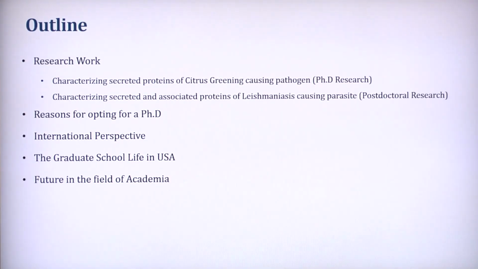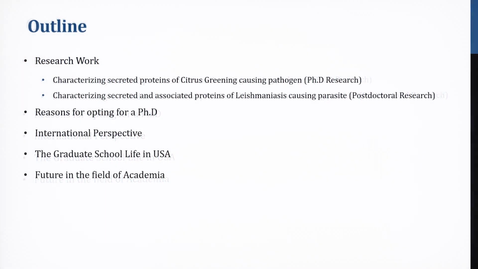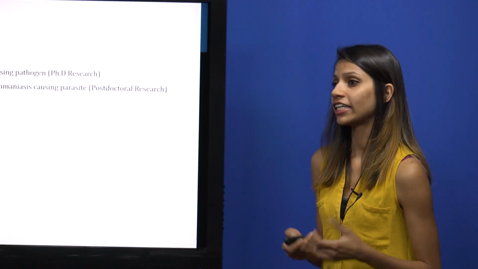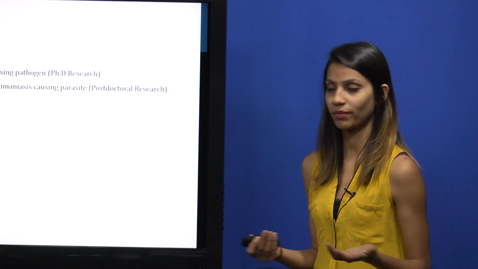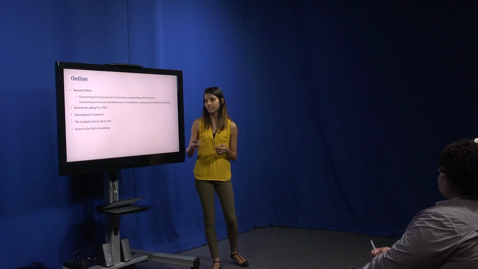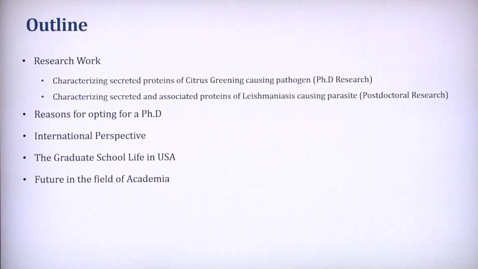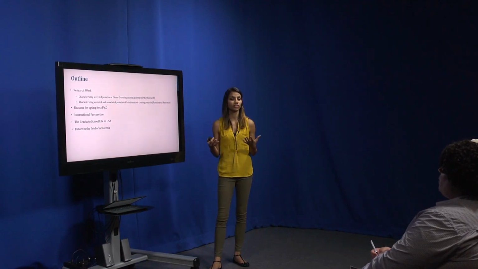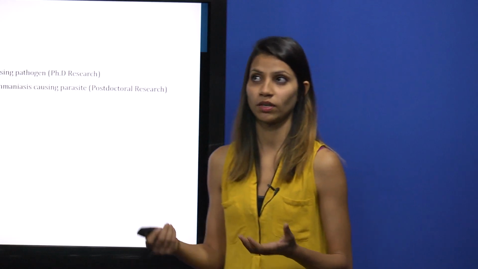Just to give you an outline, first we'll talk about the research work which I did in my PhD and what I'm currently doing in my postdoctoral studies. And then I'll be going for a more personal perspective about the reasons why I opted for a PhD, the international experience I had during my graduate school life, more detail about graduate school life, and then of course the future in the field of academia, and how that correlates with the PhD degree which you seek to earn.